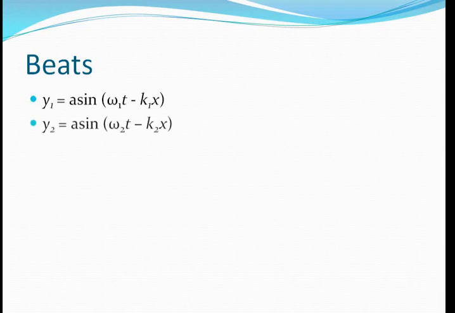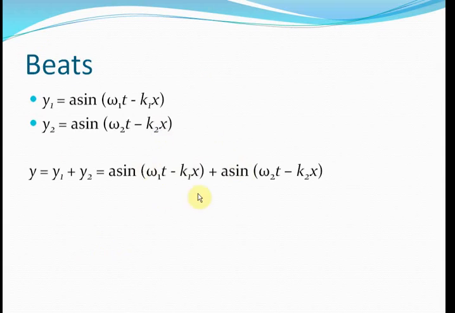Beats are produced when two waves with different angular frequencies and different wavelengths interact with each other, such that the angular frequencies of these two waves are very near each other. You've already heard of the term beats, right? Dhak dhak, dhak dhak. Those are beats. Now let's see how these beats are produced. You see, we already know that if there is a wave y1 equal to a sine(omega1 t minus k1x), and if y2 is a sine(omega2 t minus k2x), then when these two waves interact, this is the wave that will be produced, y1 plus y2.